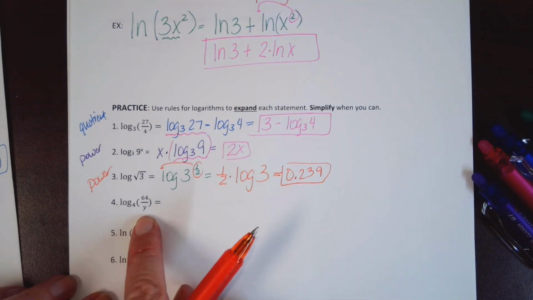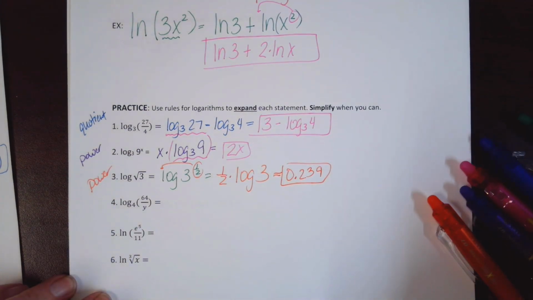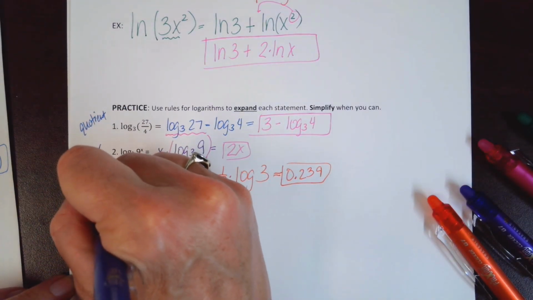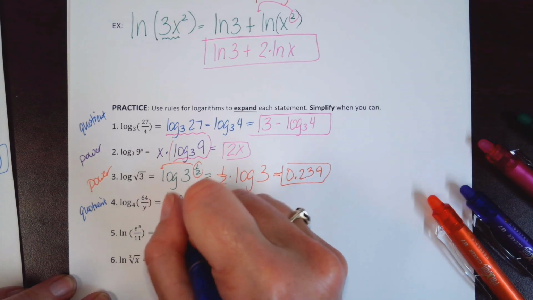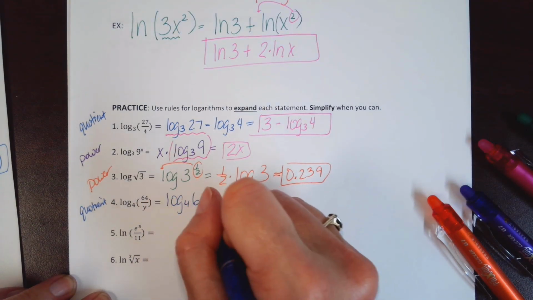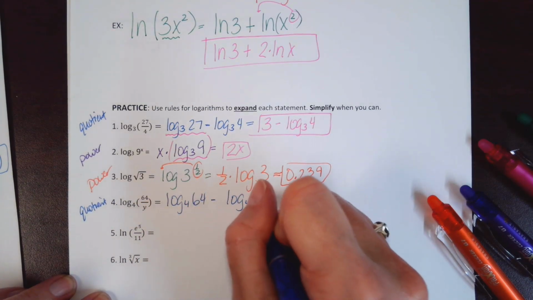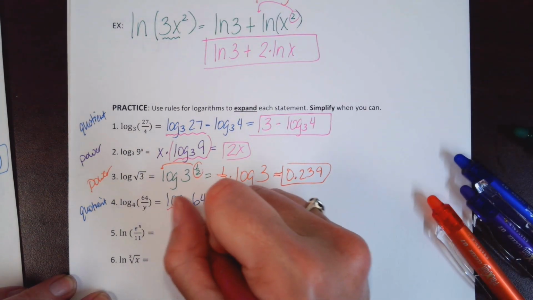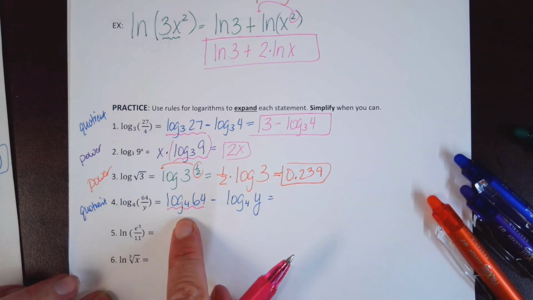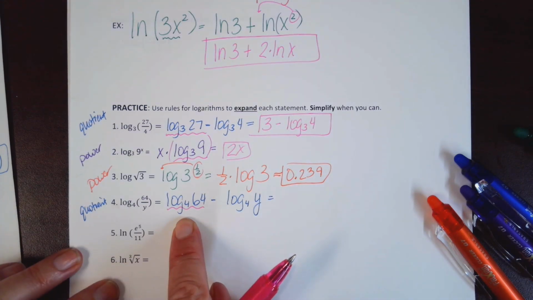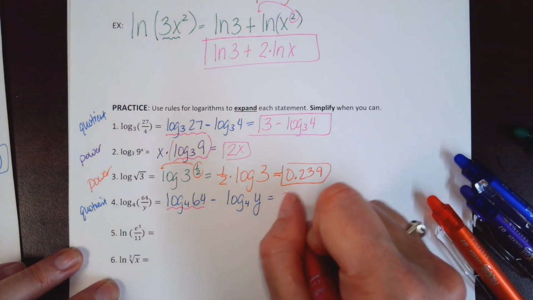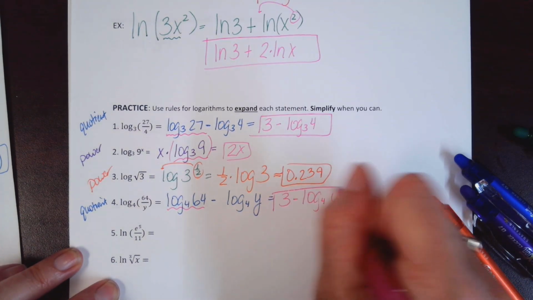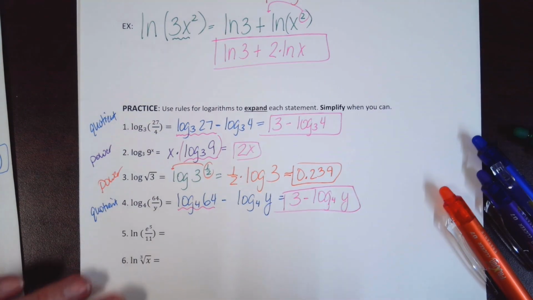All right, let's look at this next one. I've got a quotient there, so we're going to go back. That is our quotient rule again that we're going to apply. Division pairs with subtraction. So log base 4 of 64 minus log base 4 of y. And then I look to see right there, I can simplify that. The exponent of 4 that gives me 64 is 3. We can't do anything with that y there in that next expression, so I just have to stop there.